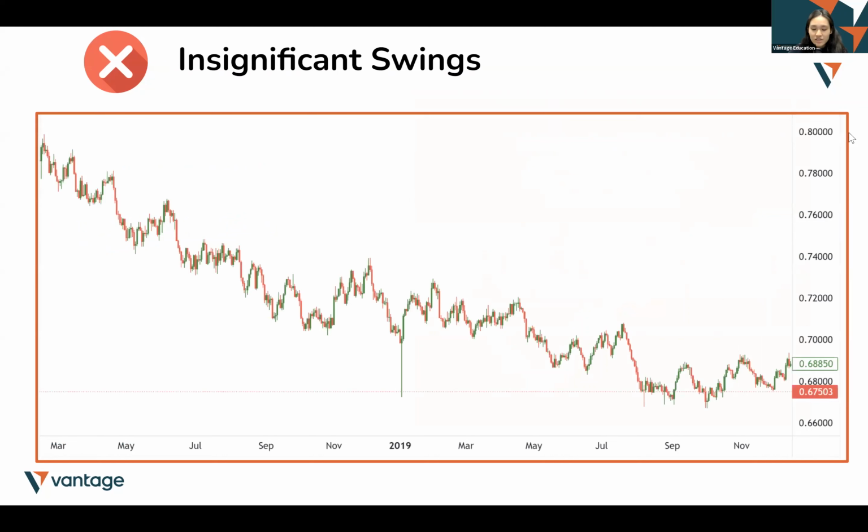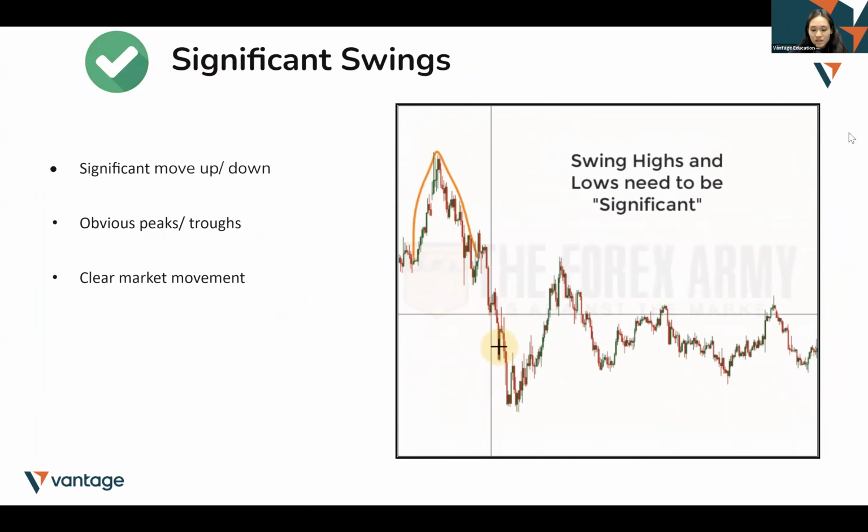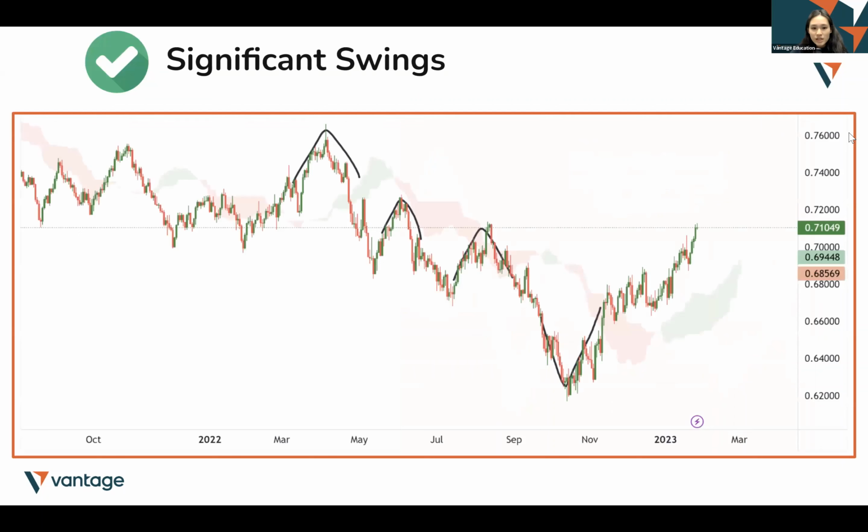So here's another incorrect example. There aren't really any clear swing highs or lows, and the price movement is small. So here's a correct example with significant swings. You can see that there is a clear move up as well as down, with obvious peaks and troughs, and a clear market movement for our price chart. Here's another example. I've drawn out the peaks and the troughs to point out exactly how clear they should be.